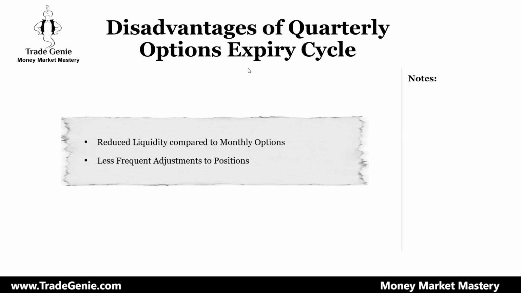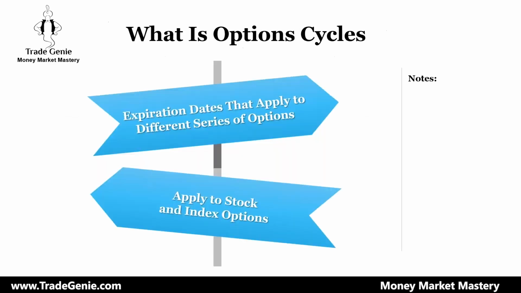The disadvantages of the quarterly option expiry cycle are reduced liquidity compared to monthly options, and less frequent adjustments to positions. I don't know if less frequent adjustment is a disadvantage. Reduced liquidity is the reason I don't trade the quarterly option cycle. I trade those which everybody is trading, so the crowd is there. There is a wisdom of the crowd. I don't want to be the lone guy saying, 'Hello, look at me, I'm here.' I don't want to be like that.